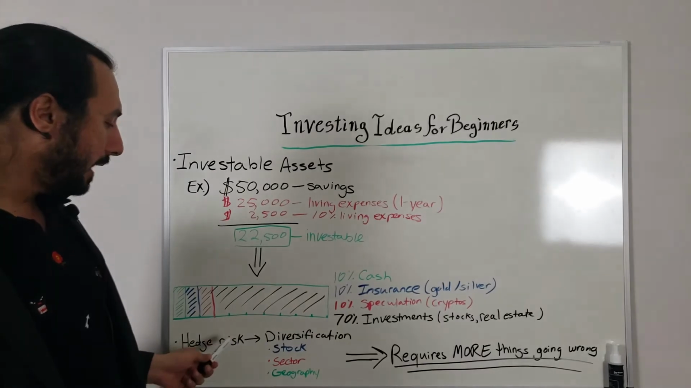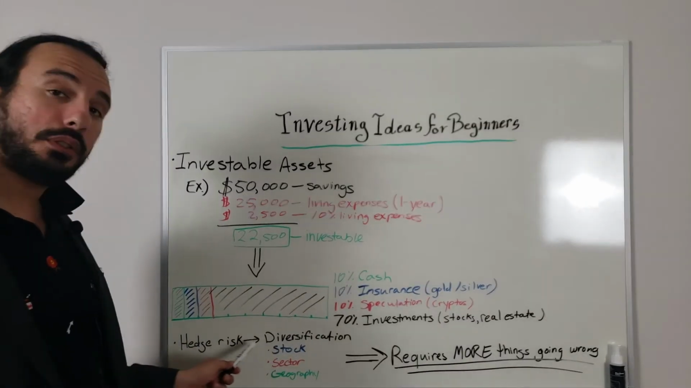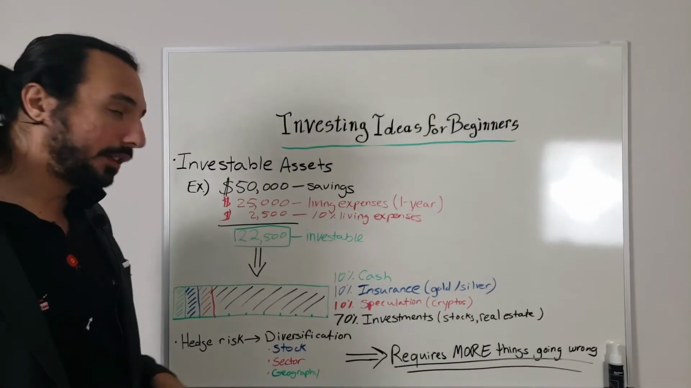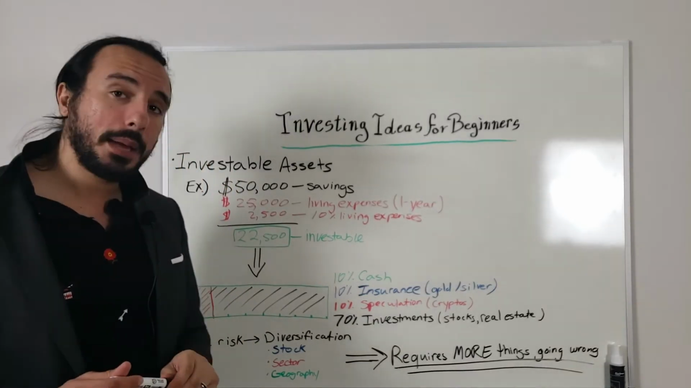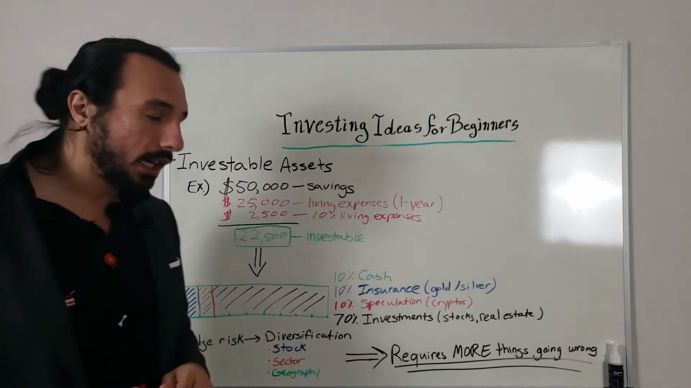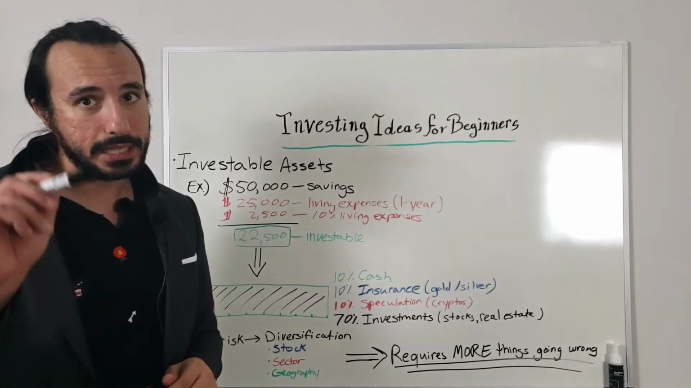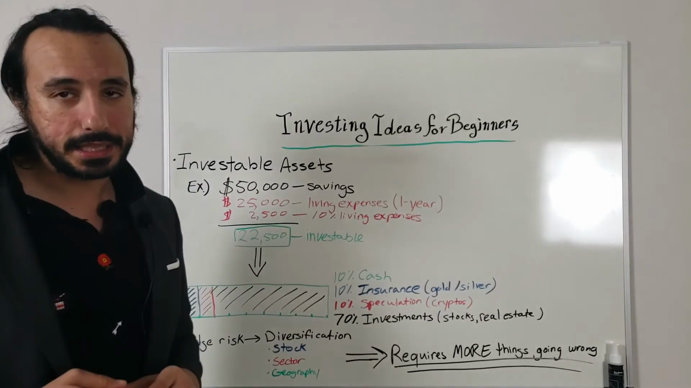So, how do we hedge our risk? Well, we do it through diversification. There are 3 different levels of diversification that I like to employ in my portfolio. First is on the stock level. So I like to have more than just a single stock.